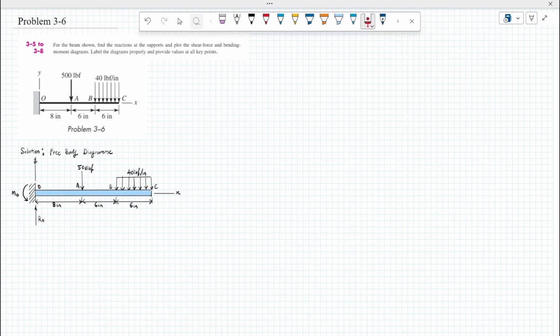For this free body diagram, we have reaction forces at point O, because at point O you cannot move this part of the beam because it is locked to the wall. Reaction forces basically counteract the forces acting on the other part of the body. For example, at point A we have forces going downwards, and at points B and C we have distributed forces pointing downwards. So these two forces are pushing the body downwards.